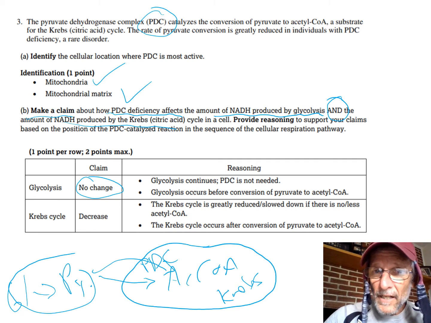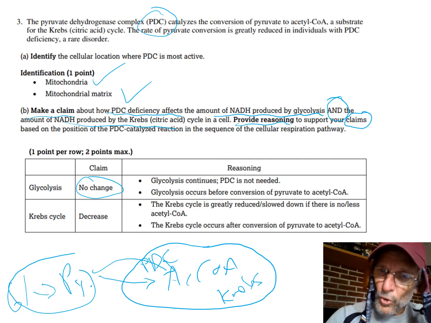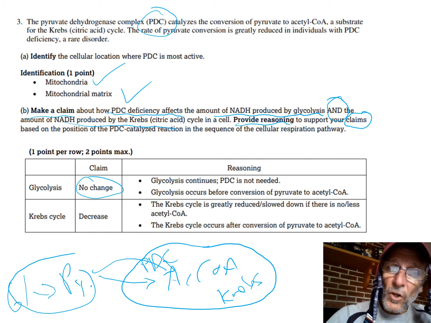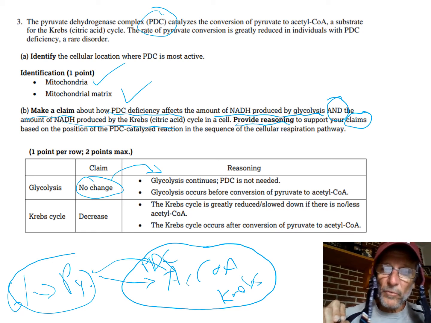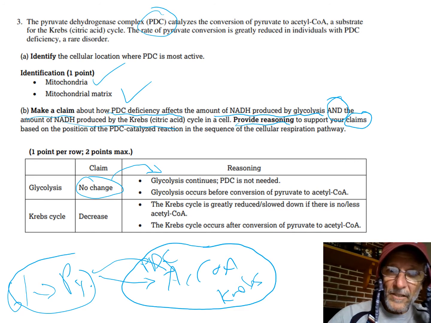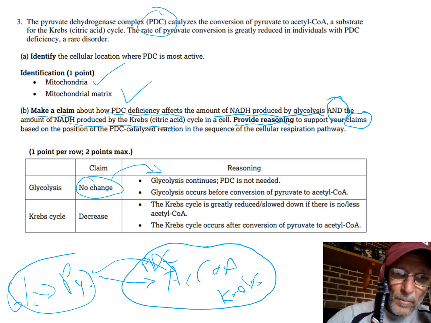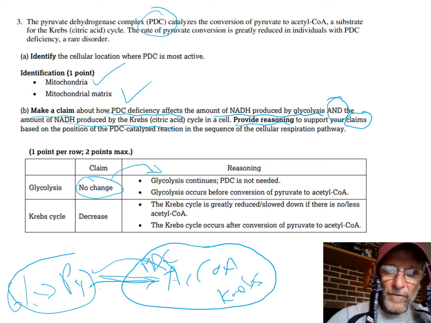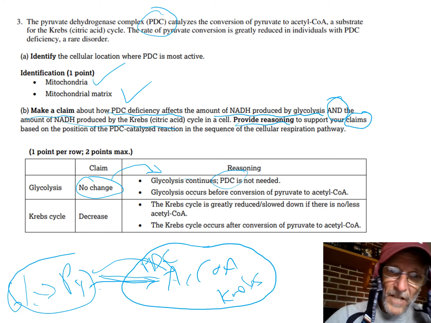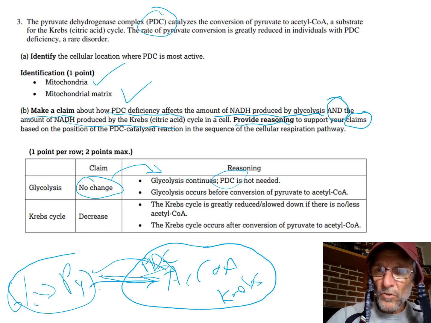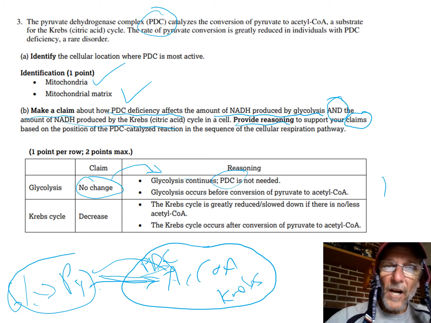What's your reasoning? Because they ask you to provide reasoning to support your claims, plural, both of them, right? And you notice the scoring rubric. In this case, you don't get a point for the change unless you also get the correct reasoning. So if you say glycolysis occurs before the link reaction, before pyruvate gets in, or glycolysis continues because PDC is not needed for glycolysis, either one of those will get you that 1 point for the glycolysis claim. Now the Krebs cycle claim, right?